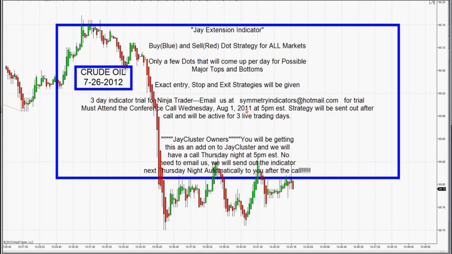Blue dot for buys, red dot for sells, and then you'll have it for 3 live trading days. This is only used for major tops and major bottoms in the market. This has nothing to do with anything else. This actually can be a standalone system if you need it to be. So I will go over that next week. JCluster owners, you'll get it already.